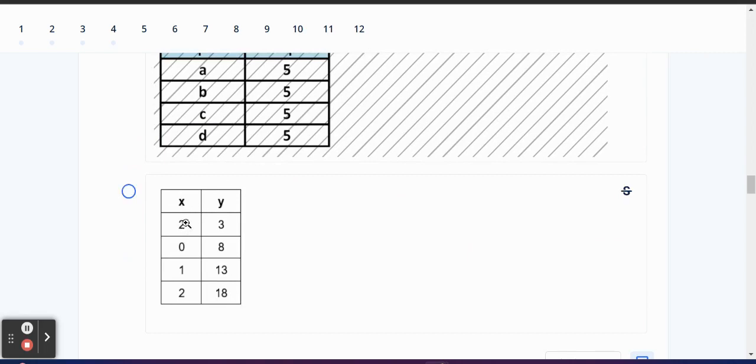This one, the x values do repeat here and here. So it is not a function. So this is the only non-function out of the 4 choices we looked at. All right. So again, functions have all different x values. Non-functions have repeating x values.